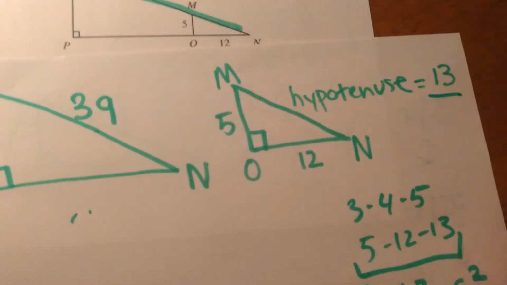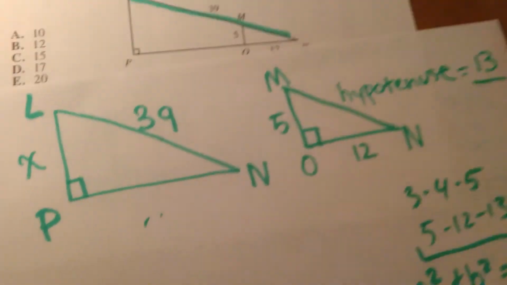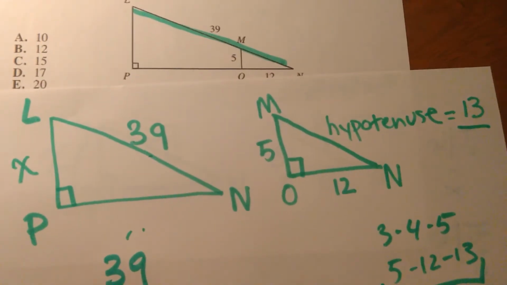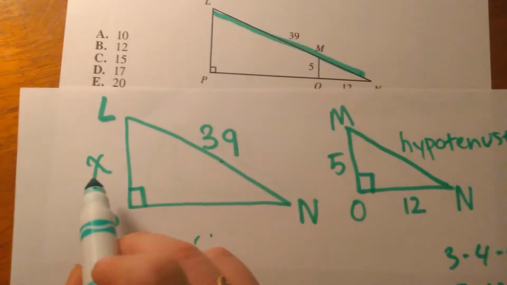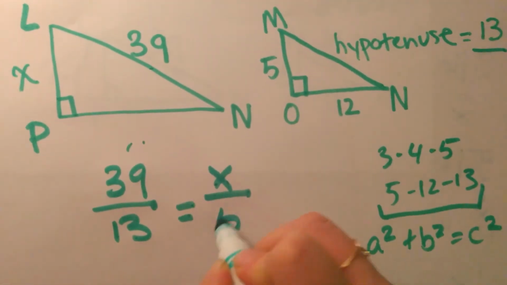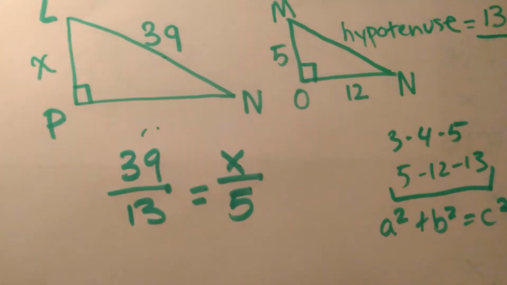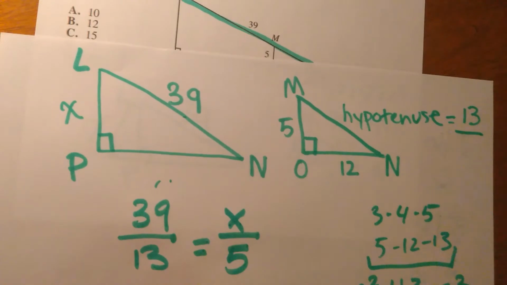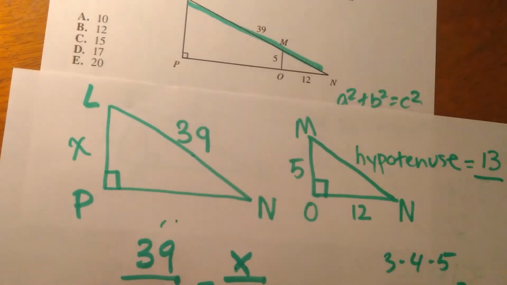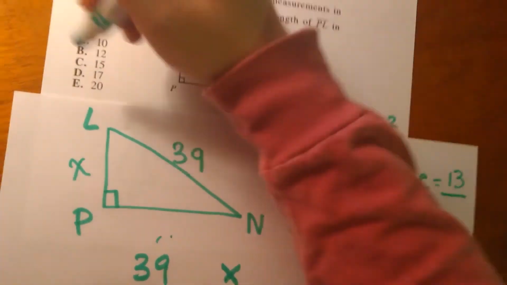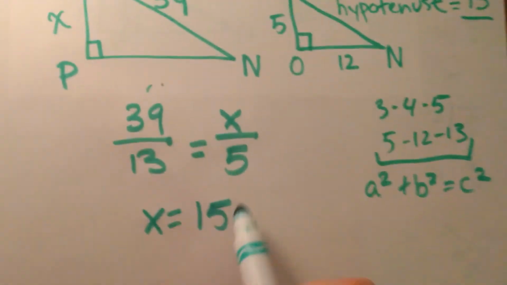Now that I know what that is, I can go and set up my proportion like we did last time. So I'm going to say hypotenuse of the big triangle to hypotenuse of the little triangle has to equal this missing side to the corresponding side, which is 5. At this point, I'm going to solve just like we did before, and x will be, pretty sure it's 15. Yeah, 15.